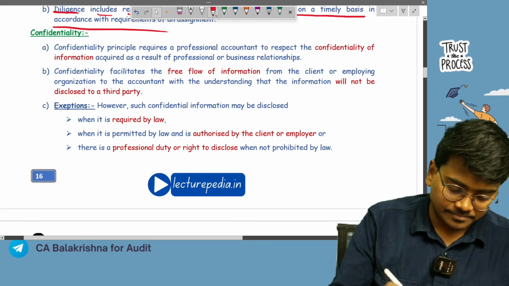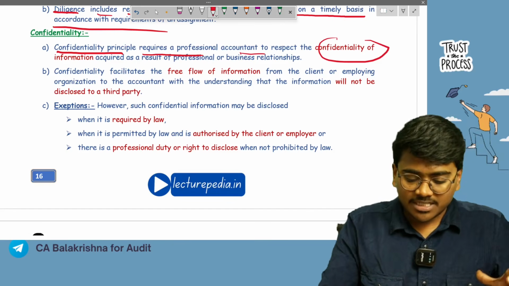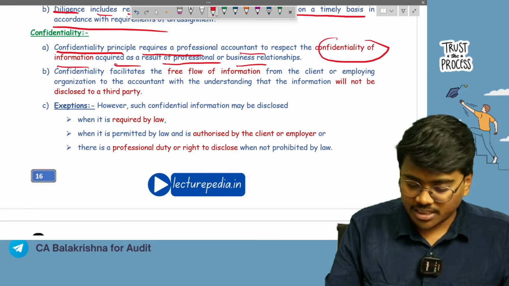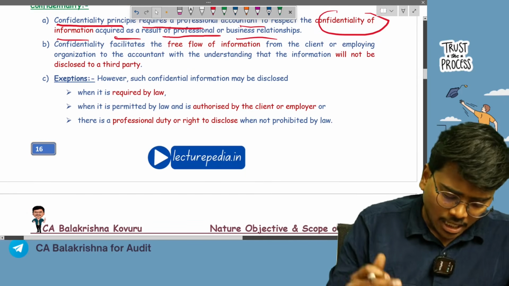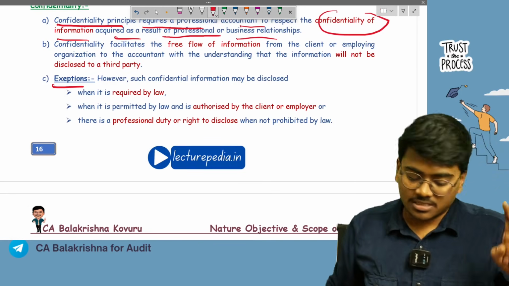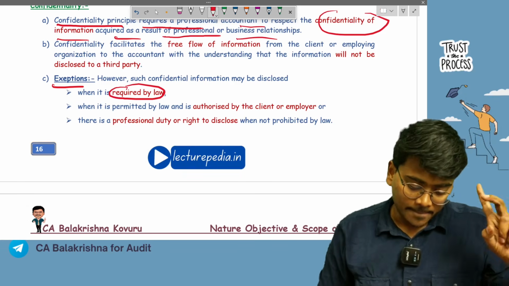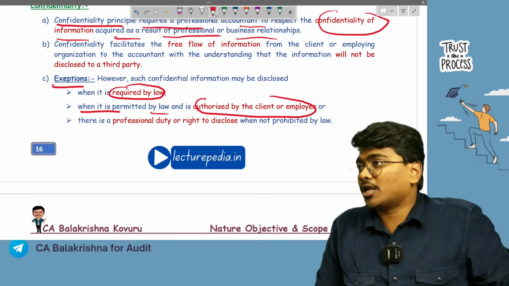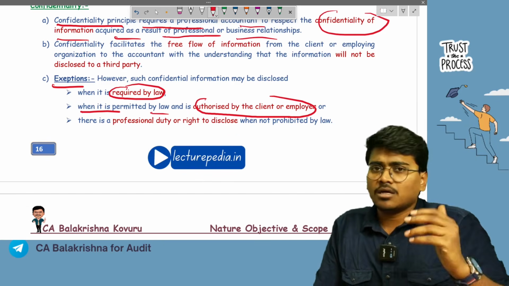Next, confidentiality. The confidentiality principle requires a professional accountant to respect the confidentiality of information acquired as a result of professional or business relationships. You should maintain confidentiality. However, there are certain exceptions to it. There are three exceptions we have discussed. What are those three exceptions? First exception, you can disclose the information if it is required by law, or when it is permitted by law and authorized by the client or employer. Client or employer has given you permission to disclose the information, then you can disclose it.